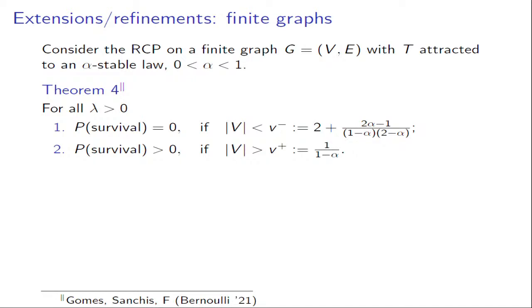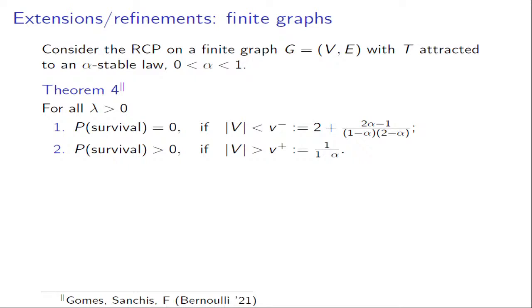So you have a transition. If the graph is quite small, then you don't have survival: survival happens with probability 0. Otherwise, if it's quite large, depending only on alpha, where remember alpha is now between 0 and 1, you have positive survival probability for every lambda. When there's no survival, it's also for every lambda, and it depends only on the size of the finite graph, not on the structure of the graph.